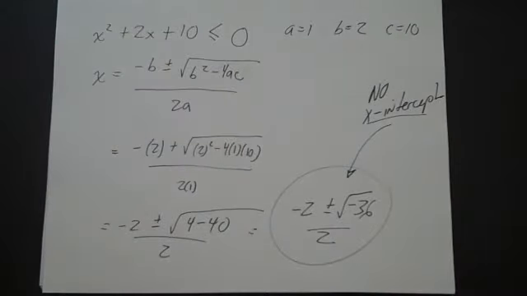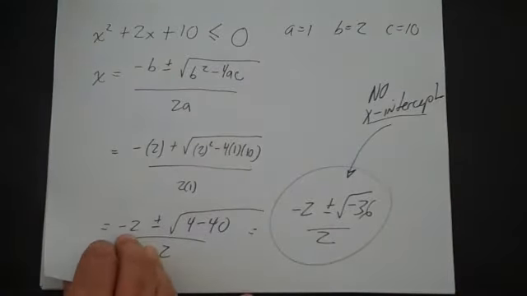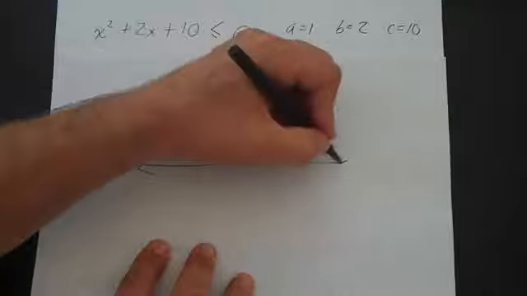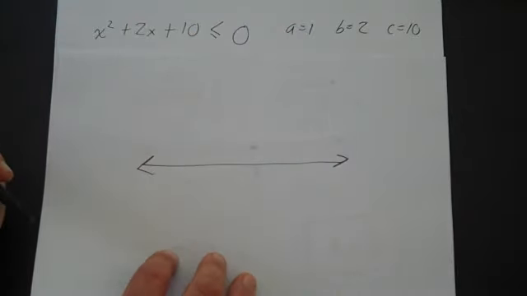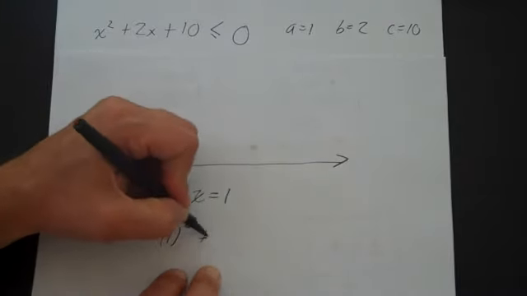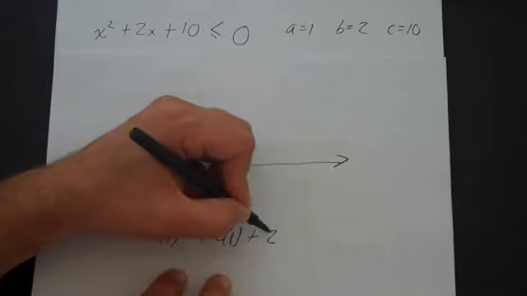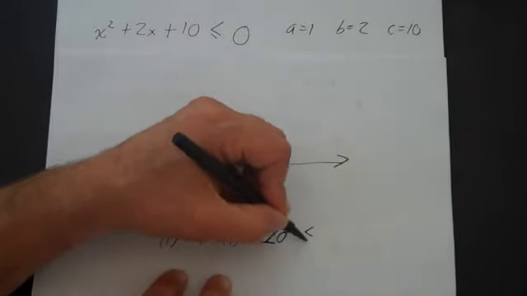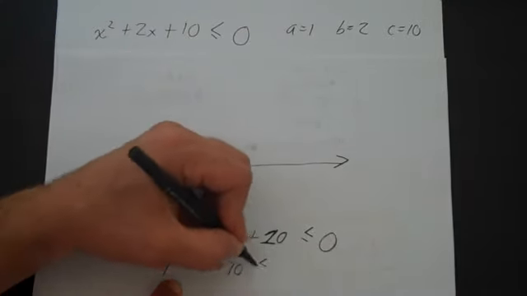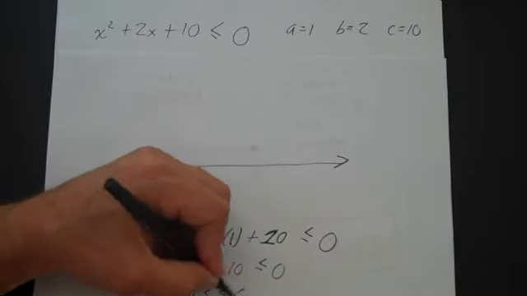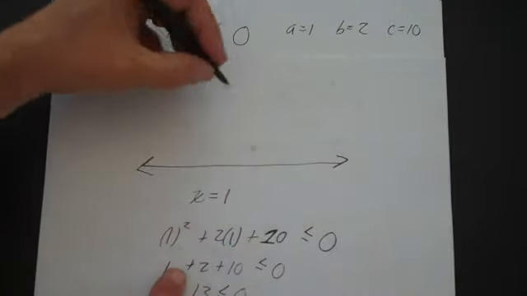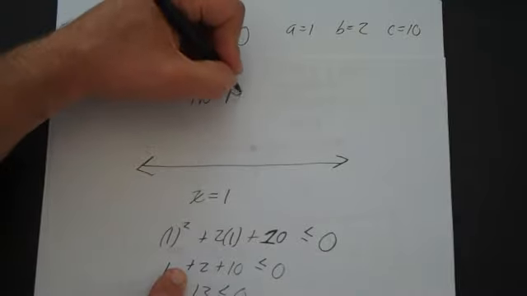So what you have here is no x-intercept, which means you just have one region. Graphically, that's going to look like a number line. Plug in any value you want to, it doesn't matter. I'm going to plug in x equals 1, and I get 1 squared plus 2 times 1 plus 10. I'm going to see if that in fact is less than or equal to 0. That's 1 plus 2 plus 10, which is 13. Is 13 in fact less than or equal to 0? It's not. So there's no solution here at all. So your answer is no real solution.